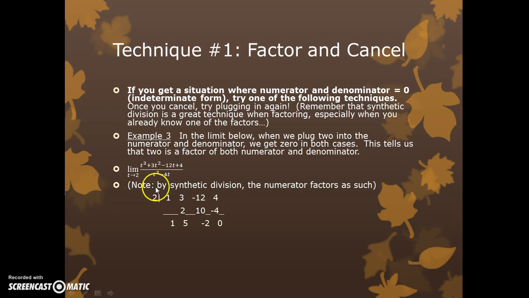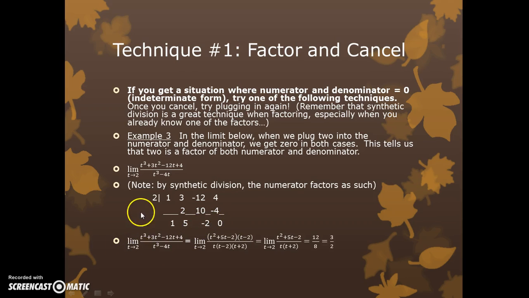Remember that we are going to put the coefficients of each of our terms of the polynomial in the numerator along the top row. When we work this out, we find out that we get a 1, 5, and a -2, and a 0, which indicates that 2 was in fact a root of our numerator. Remember the 1, 5, and -2 serve as the coefficients for our depressed polynomial. In other words, the t cubed plus 3t squared minus 12t plus 4 factors into t squared plus 5t minus 2 times t minus 2.